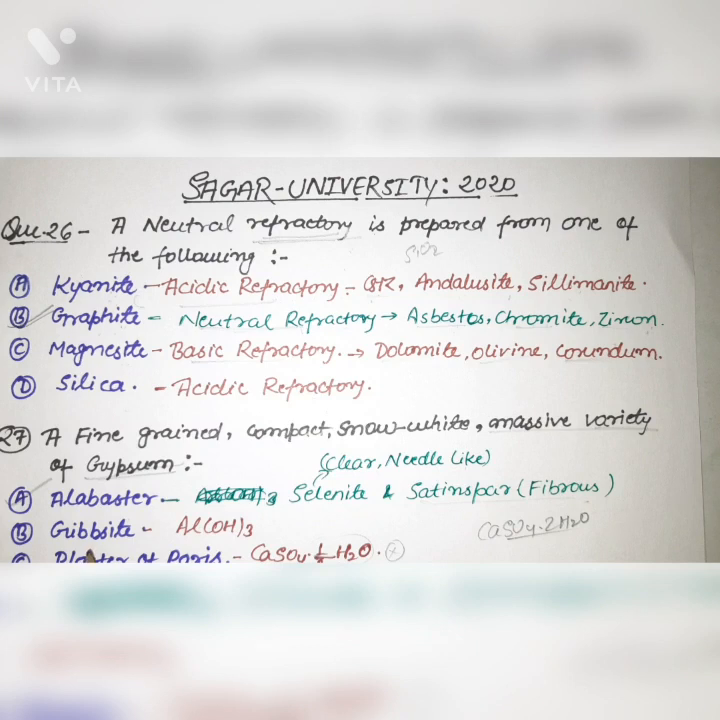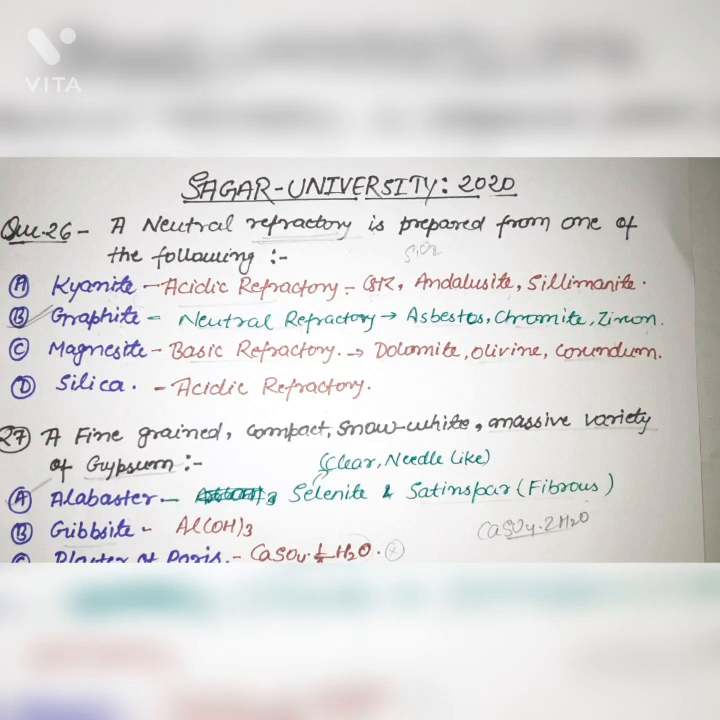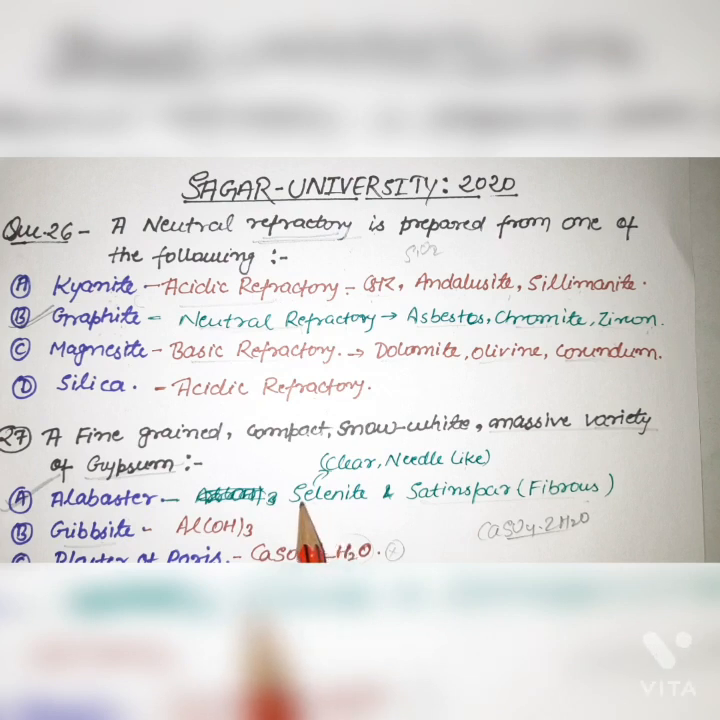But if you consider gypsite and gypsum anhydrite, gypsum anhydrite is simply CaSO4. This is also not a variety of gypsum, and gypsite is an aluminum ore. So the correct answer of this question will be alabaster. If this question were asking about the clear needle-like variety of gypsum, then the correct answer would be selenite. And if this question were asking about the fibrous variety of gypsum, then the correct answer would be satin spar. Coming to the next question.